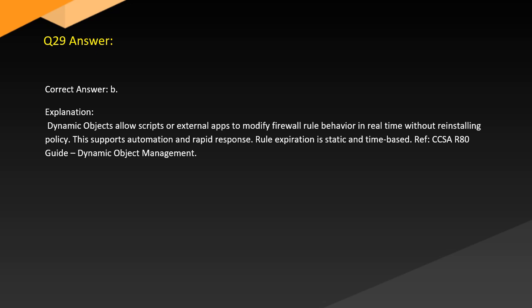Answer. Correct answer: B. Explanation. Dynamic objects allow scripts or external apps to modify firewall rule behavior in real time without reinstalling policy. This supports automation and rapid response. Rule expiration is static and time-based. Ref: R81 guide, Dynamic object management.